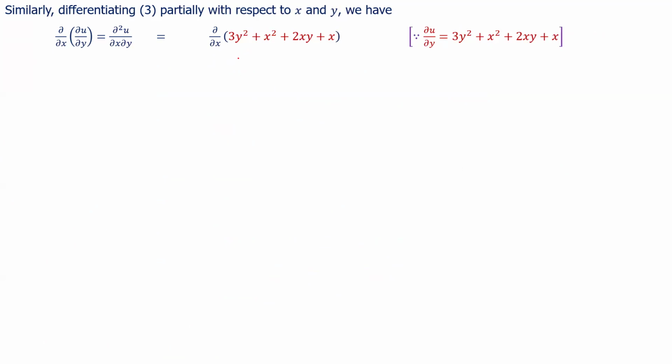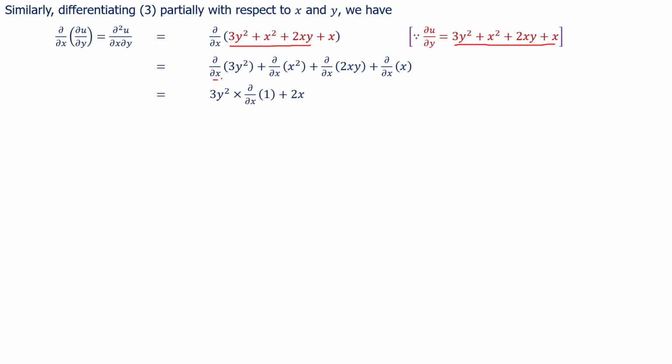Now, what is del u del y? Del u del y is nothing but 3y square plus x square plus 2xy plus x. So if you want to find its derivative with respect to x, we have to first separate all the terms. Now 3y square is constant with respect to x, so we can take it outside. Similarly, the partial derivative of x square with respect to x is 2x. Now we can take 2y outside, so x is remaining. The partial derivative of x is equal to 1.